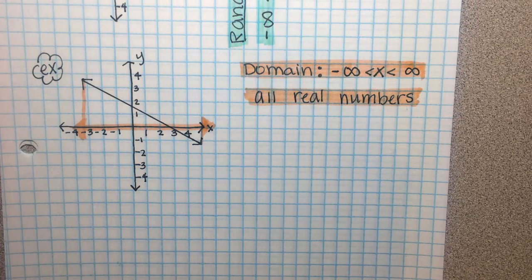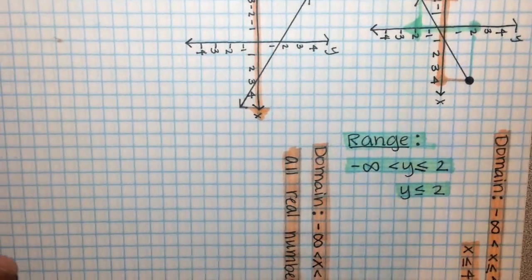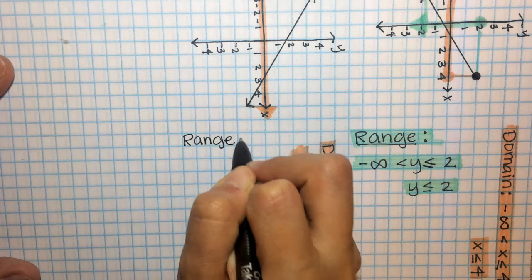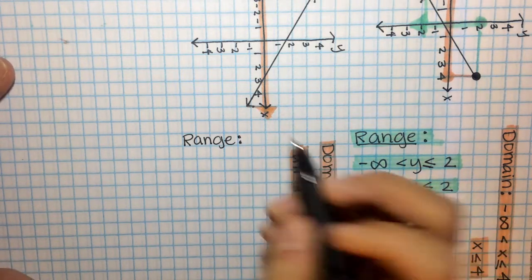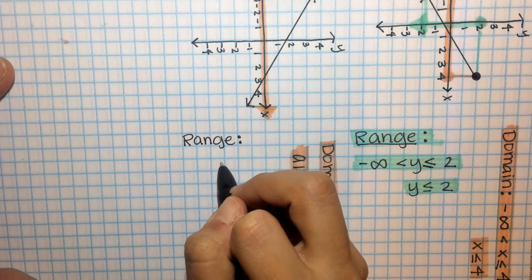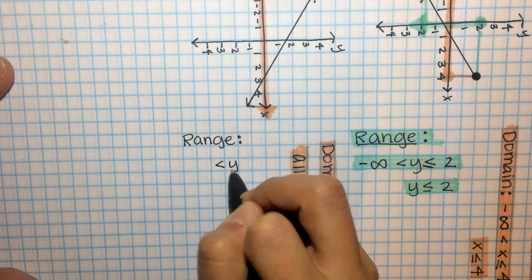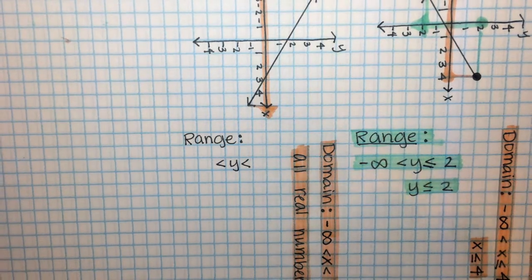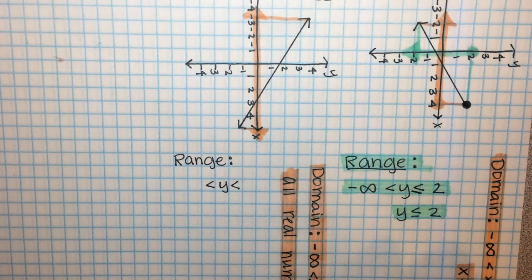All right, let's do the same for range. If you know nothing else about range, what do you know? It's my y, so what do I write? Less than? Y? Less than. If you know nothing else, at least get that step done. If I'm grading for partial credit, that gives you 1/4 of a point for that question. So you're 25% done.